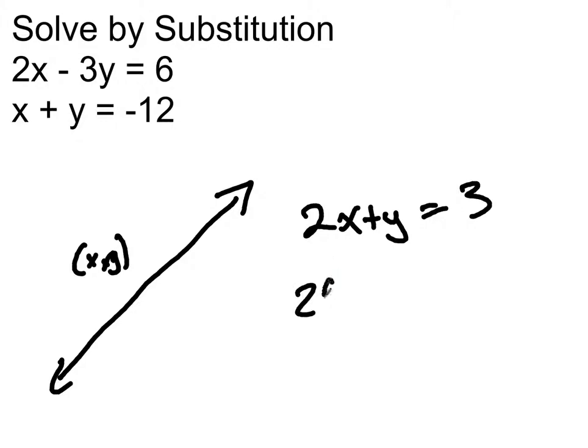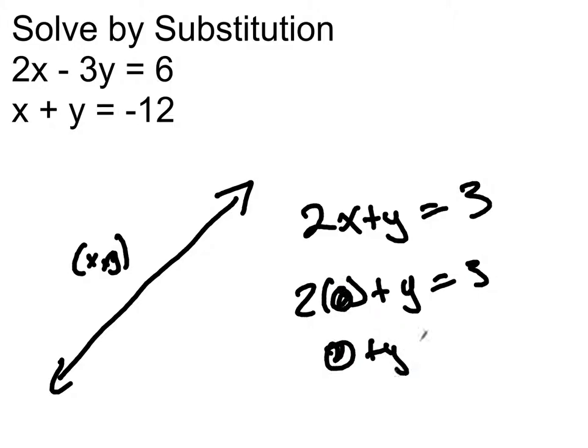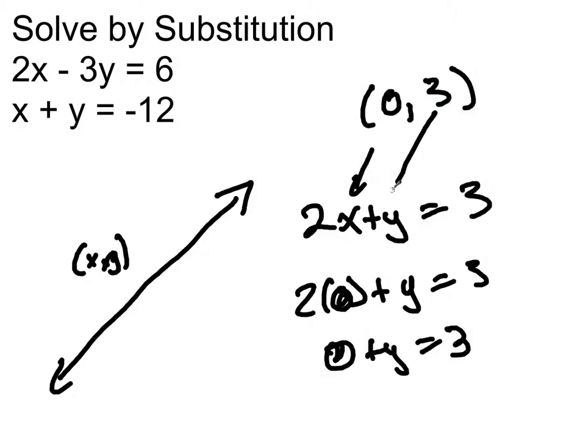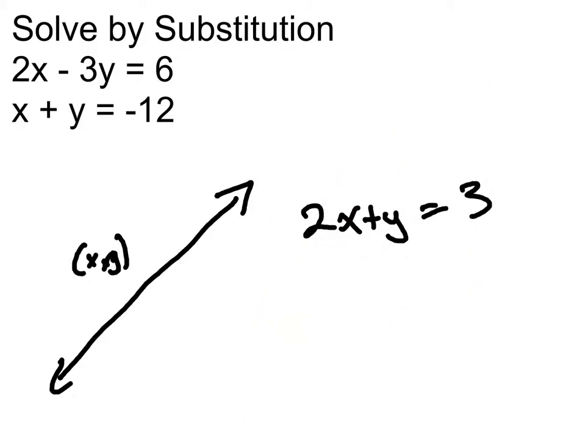If I plugged in 0 for x, that would give me 0 plus y equals 3. So that's one solution, 0, 3. If I plug in 0 for x and 3 for y, then I get 0 plus 3 equals 3, which is true. That's a solution. So a solution is values for the variables that make the statement true.